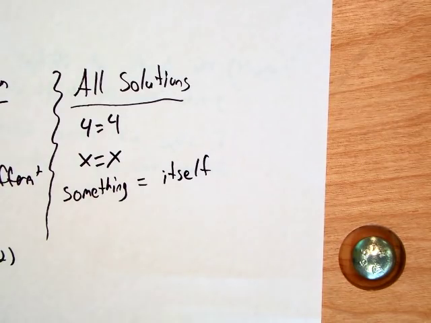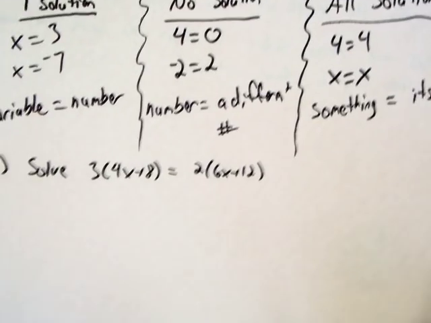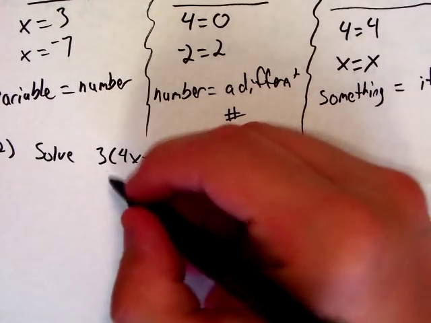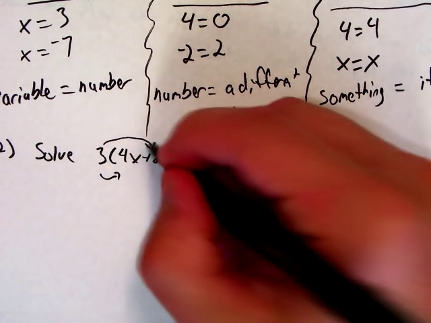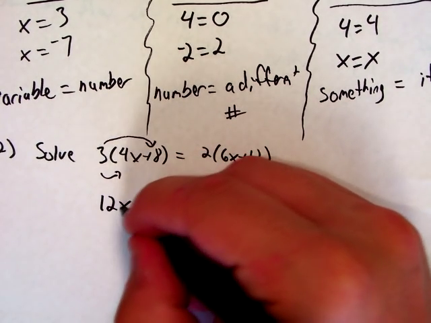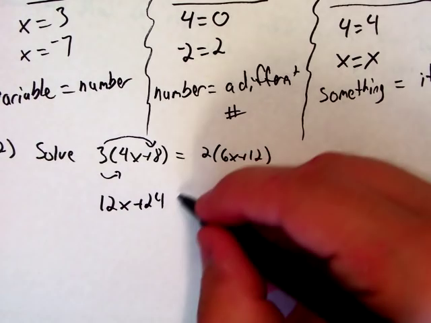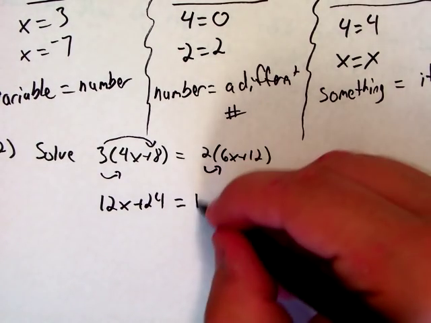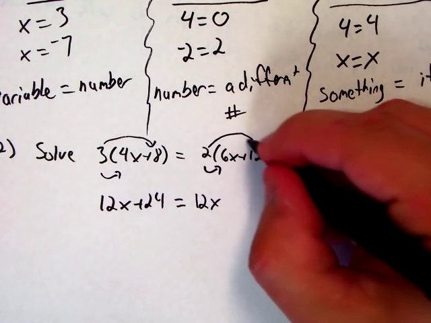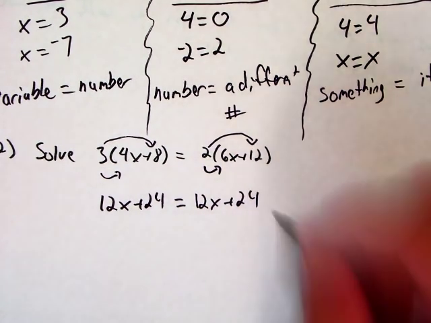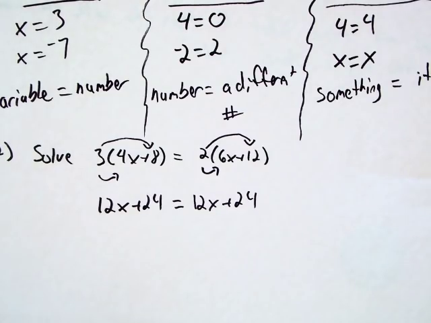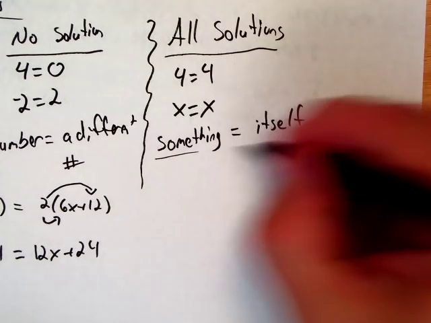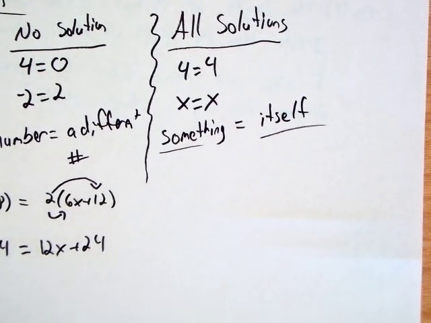So let's look at example 2. It says solve that equation. First of all, we have to undo the distributive property. So 3 times 4x and 3 times 8 would be 12x plus 24. On the right side, 2 times 6x is 12x, and 2 times 12 is 24. Now, at this point, I can see that the left side is the right side, so something equals itself. So this would be all solutions.